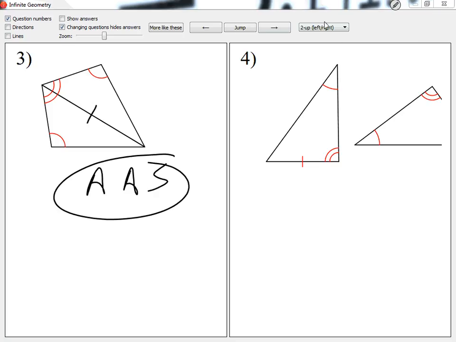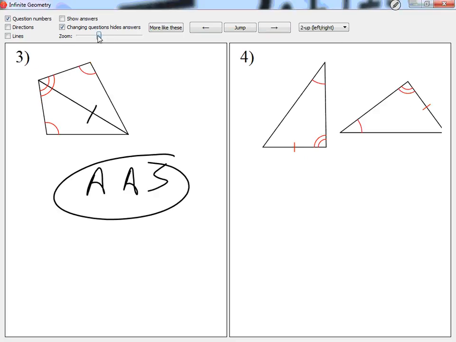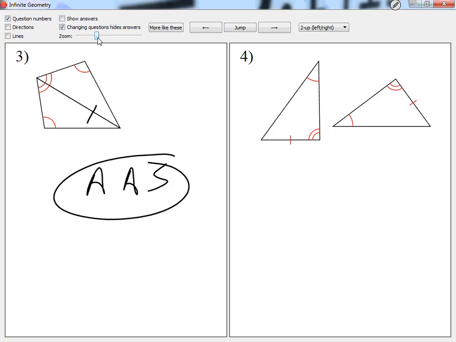Let me take a look at question number 4. Let me make this a little smaller. Do you have 2 angles or 2 sides? 2 angles. So let me put 2 A's. Is the side between the angles? It is not, so don't put it in between.